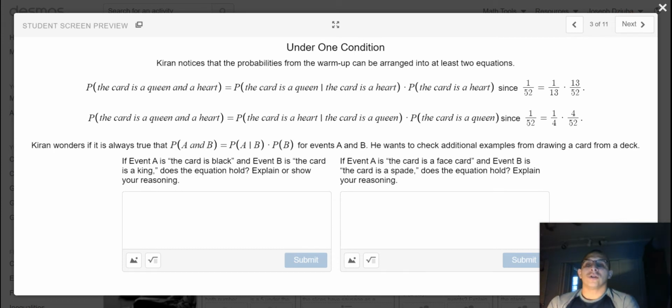So Kieran's wondering if it's always true that the probability of A and B is equivalent to the probability of A given that B times the probability of B for events A and B. He wants to check additional examples from drawing a card from a deck. So if event A is the card is black and event B is the card is a king, does the equation hold? Explain or show your reasoning. And if event A is the card is a face card and event B is the card is a spade, does the equation hold? Explain your reasoning. So you might want to type out those scenarios the way we have this structure up here, and then accordingly determine what the probabilities are for each of those events.